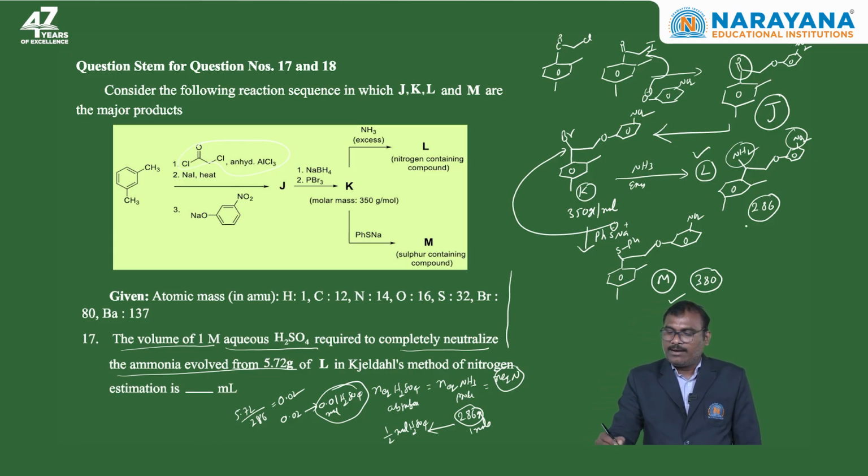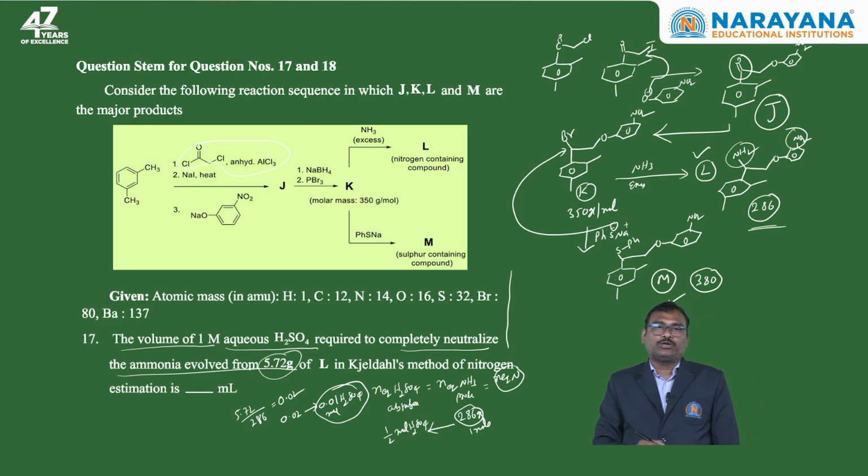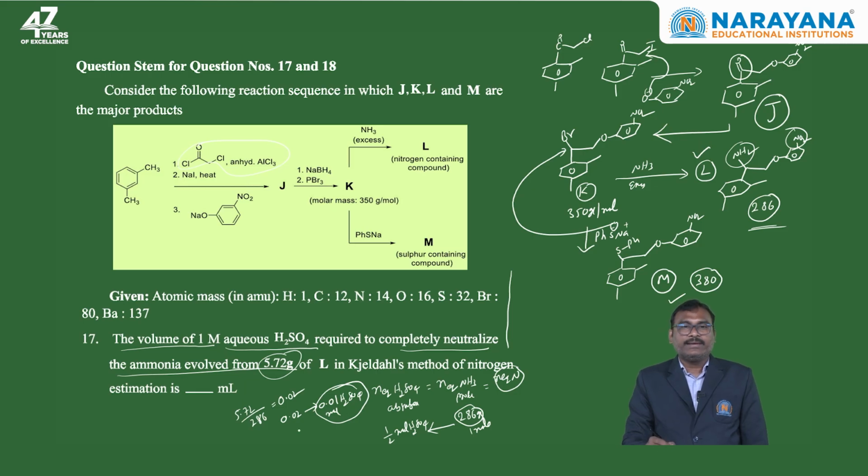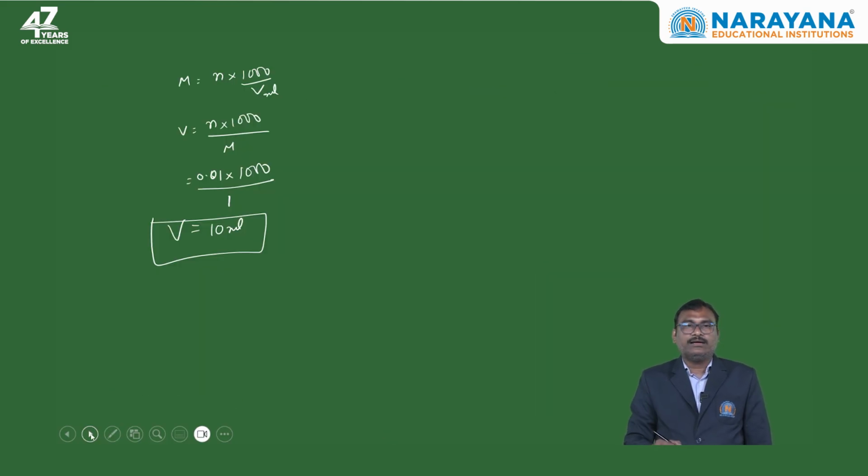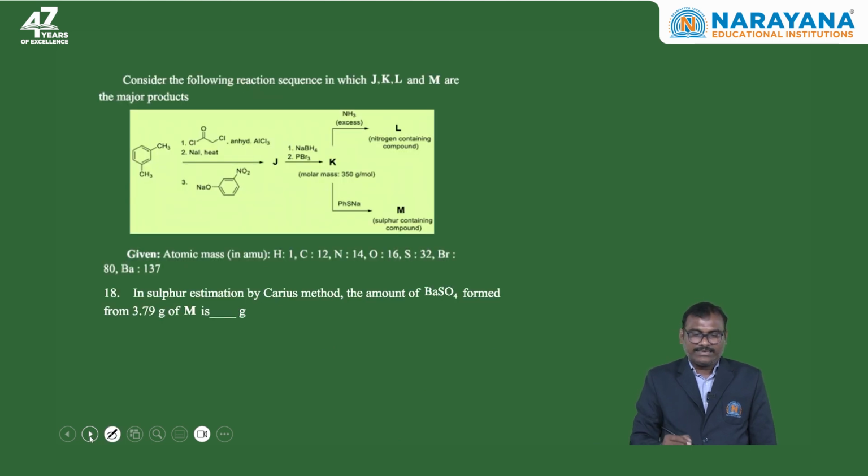The L compound molecular weight is 286. So 286 gram of the given L compound requires half mole of H2SO4. The given moles of compound is 0.02 moles. So 1 mole of compound requires half mole of H2SO4. In the Kjeldahl method, the ammonia evolved is absorbed by H2SO4. So 0.01 mole of H2SO4 will be required. From this I found the answer as 10 ml. Go for the next question.